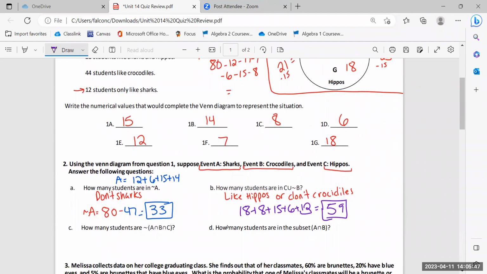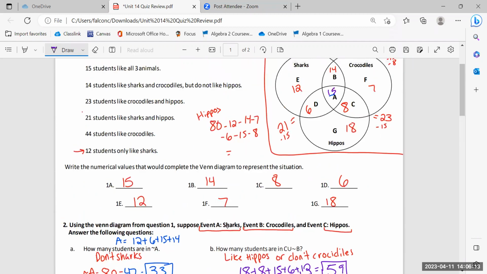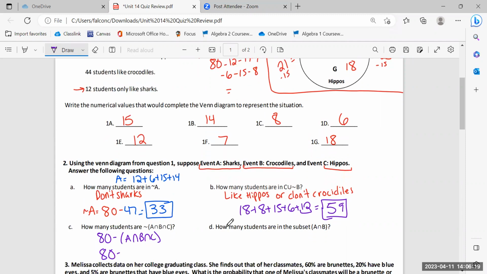All right, how many students are in the subset not A and B and C? We can do 80 minus what is in A and B and C to figure out what is not in A and B and C. This part right here, A and B and C, is the intersection of all three events. That's the middle part where they all come together, so the 15. So we want to do 80 minus 15, so we can get what's not in that. So that would be 65 students.